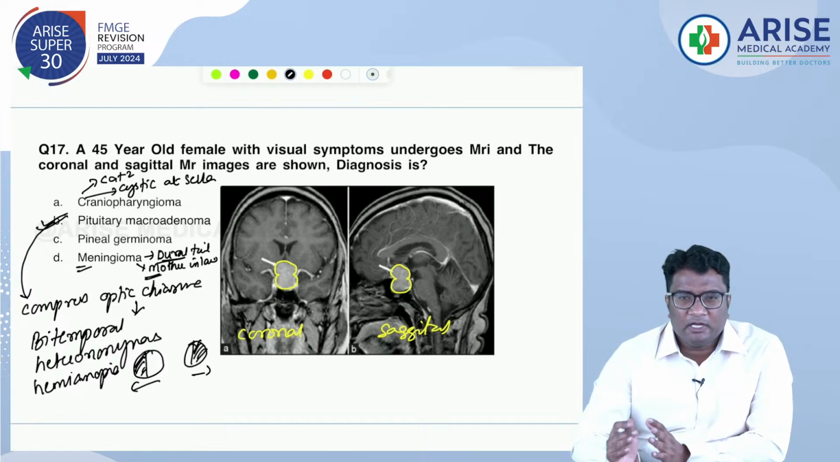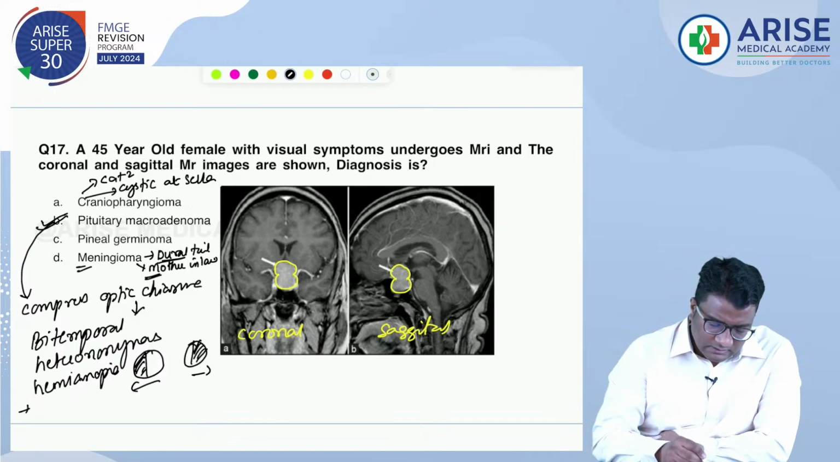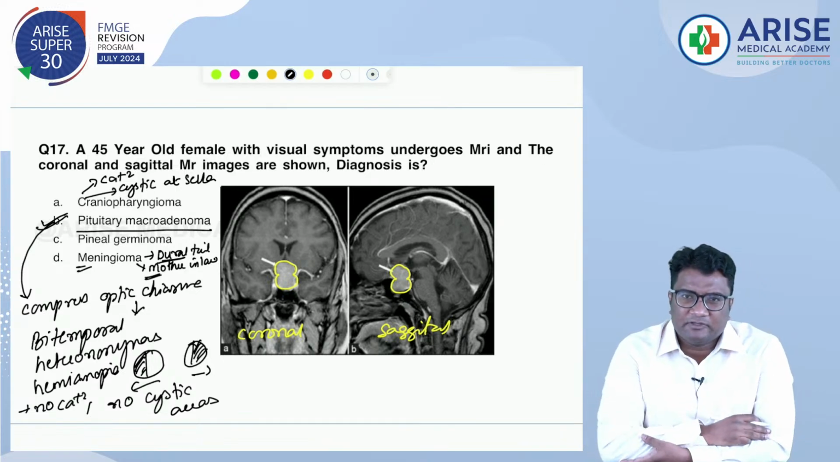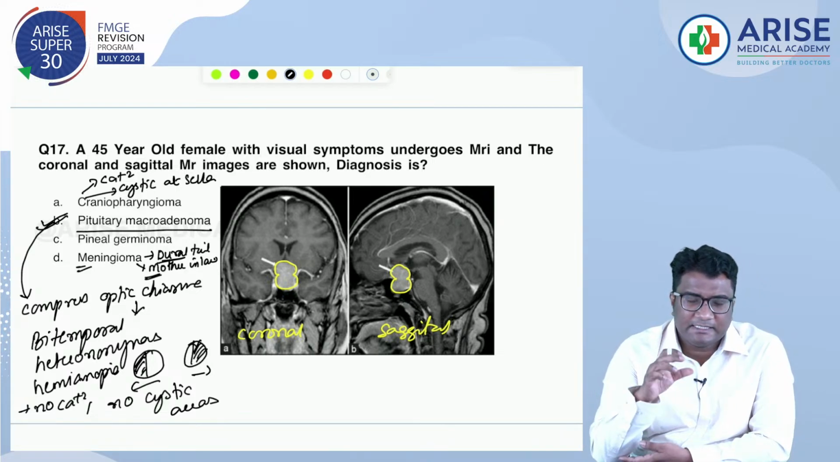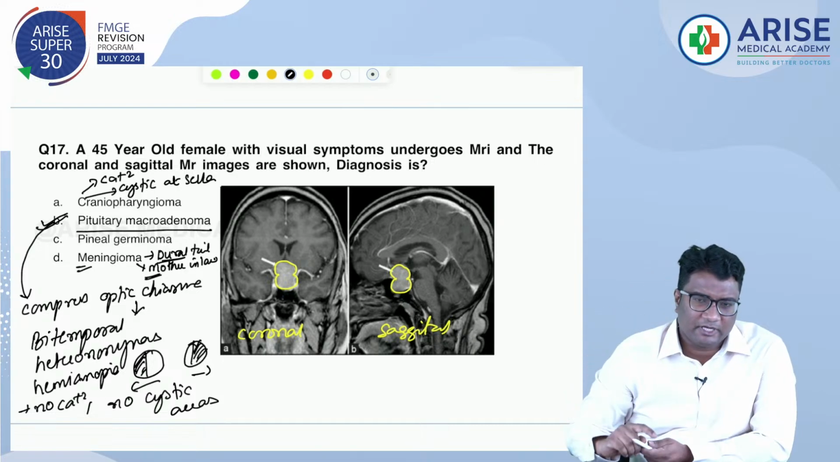Pituitary macroadenoma will show a figure of 8 appearance at the sella, and it is purely solid, no calcification, no cystic areas, right? Unlike craniopharyngioma, this will not have calcification or cystic areas. Calcification and cystic areas with a solid component is craniopharyngioma. And mother-in-law sign and dural tail sign is meningioma.